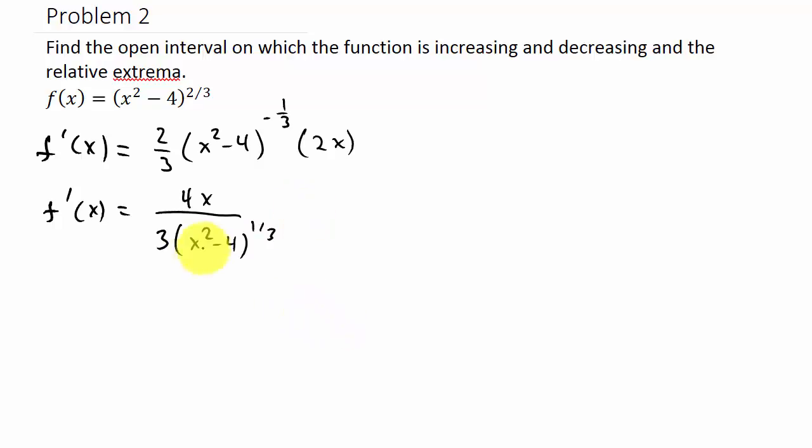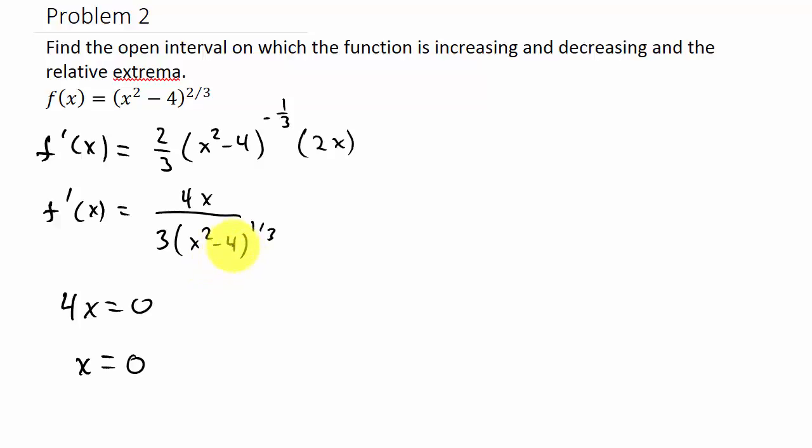Alright, so remember the critical numbers, that's where the first derivative is equal to 0 and where it's undefined, so long as wherever the first derivative is undefined, those numbers are also in the domain of the function. So we set the first derivative equal to 0 and solve for x. When we're dealing with a fraction, the only time a fraction is 0 is when the numerator is 0. So all we have to do is set the numerator equal to 0 and solve, so we get x equals 0.